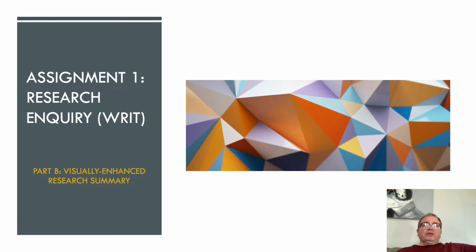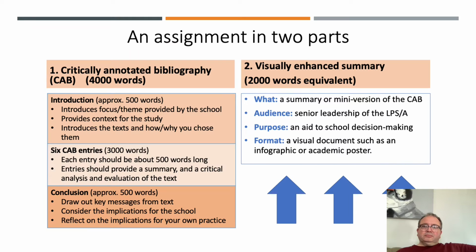Today we will look at how to produce a visually enhanced research summary for your assignment. As you already know from the excellent presentation produced by Judith, the assignment is divided into two separate but linked parts. Part 1 is the critically annotated bibliography which Judith has guided you through already. Please do follow her advice and use the materials that are available, as these will be invaluable.